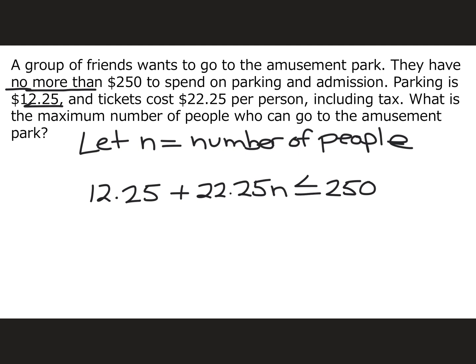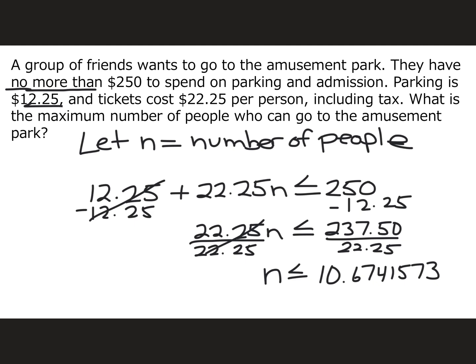All right, I'm going to solve it. Oh dear, another decimal. All right, so what is the most amount of people we can do? Can we do 10 people? Yeah, because we could actually do 10.6741573 people, except I don't know what a partial person would look like, and yeah, that wouldn't be fun. Can I do 11 people? No, it has to be less than or equal to that number. So the maximum number of people we can do is 10.